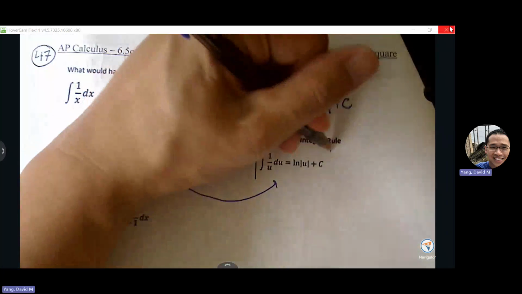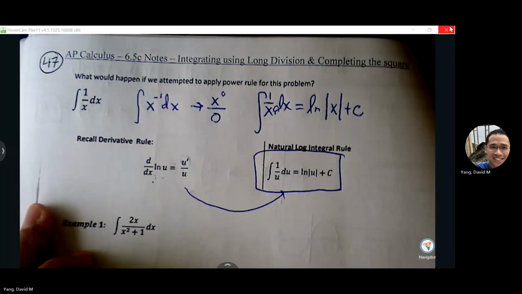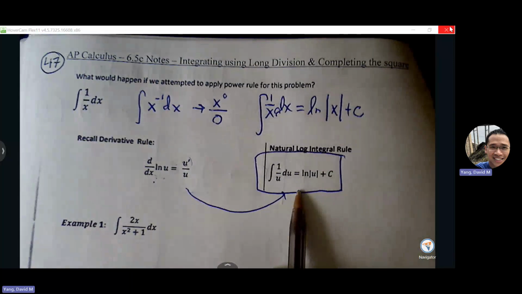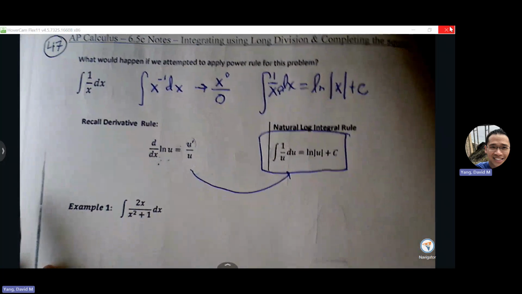So this is an important one here. I would say with integral rules, there's the big three. There's power rule, there's natural log, and there's also exponential e to the x. Those are the ones that are going to be guaranteed to show up on the AP exam, and then the lesser ones may or may not.